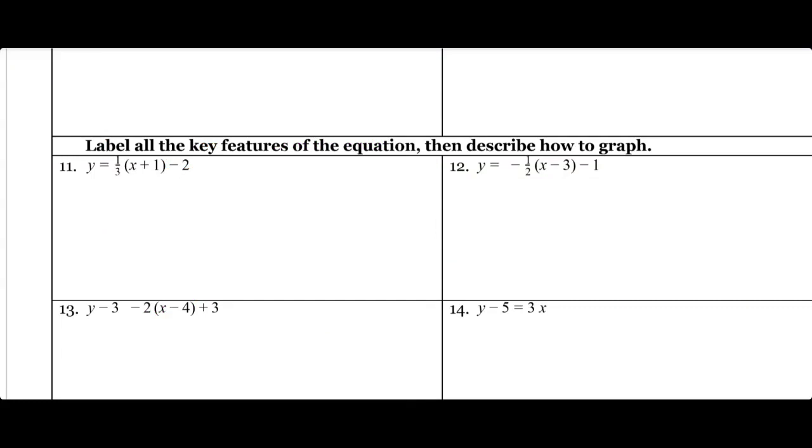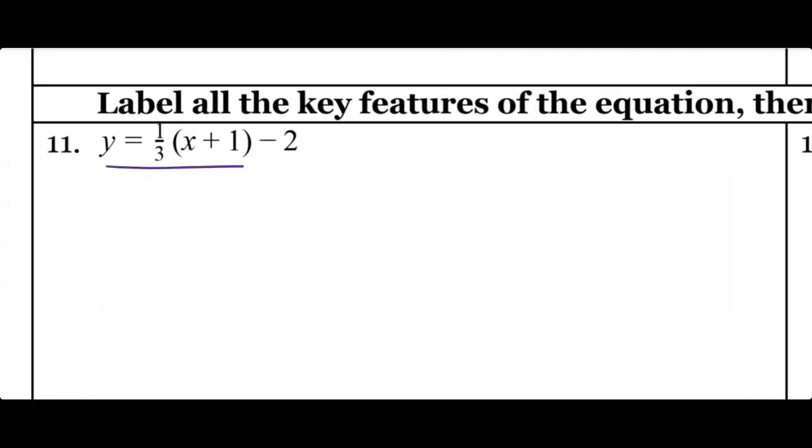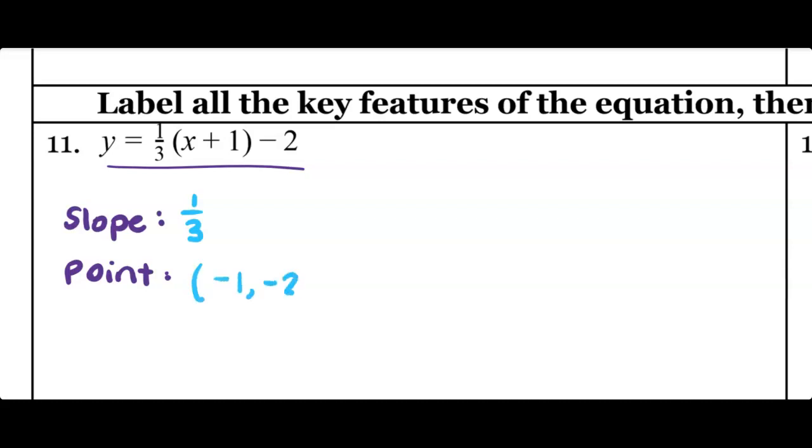This last piece asks us to label all the key features of the equation and then describe how we would graph it. So if we look at number 11, this is in point-slope form. So our key features are the slope and the point. So the slope here would be 1/3, and the point would be (-1, -2). You ought to remember to change the sign of x because remember our point-slope form in the parentheses was x minus x1. So we have to change the sign of the x.